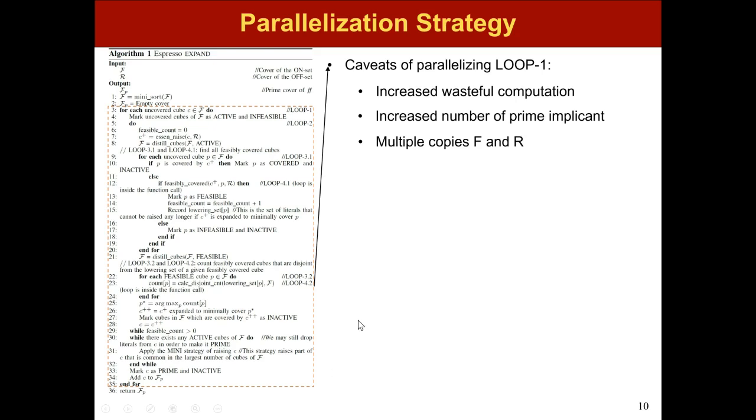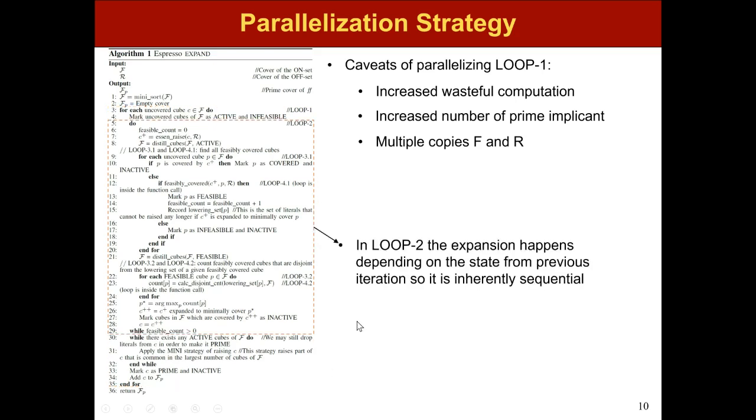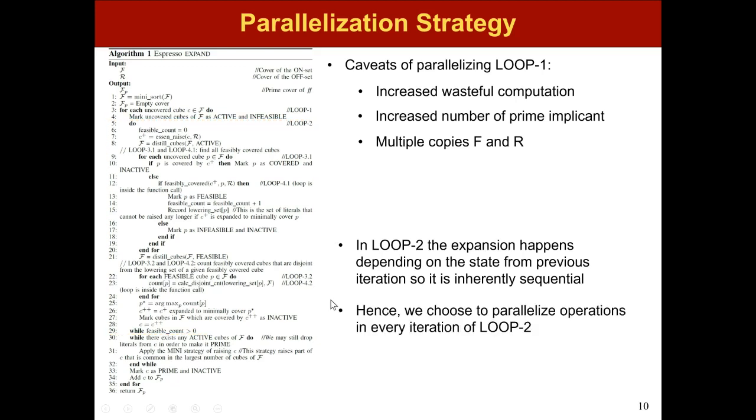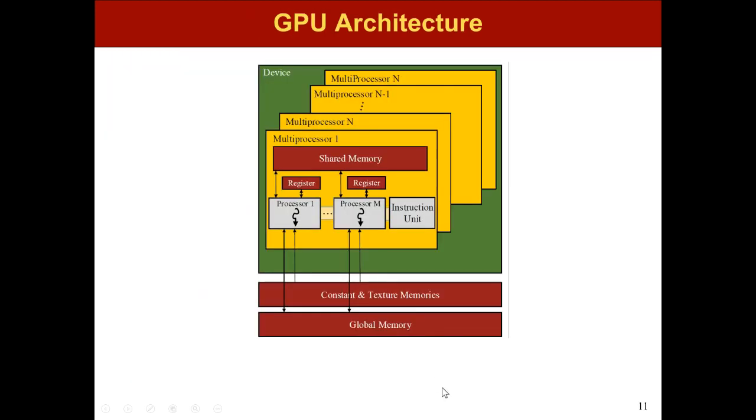So then how about loop 2? In loop 2, the expansion in the current iteration depends on the state of cubes from the previous iteration, and hence it is inherently sequential. And hence, we choose to parallelize all operations that happen in a given iteration of loop 2. Now let's understand the architecture of a GPU.